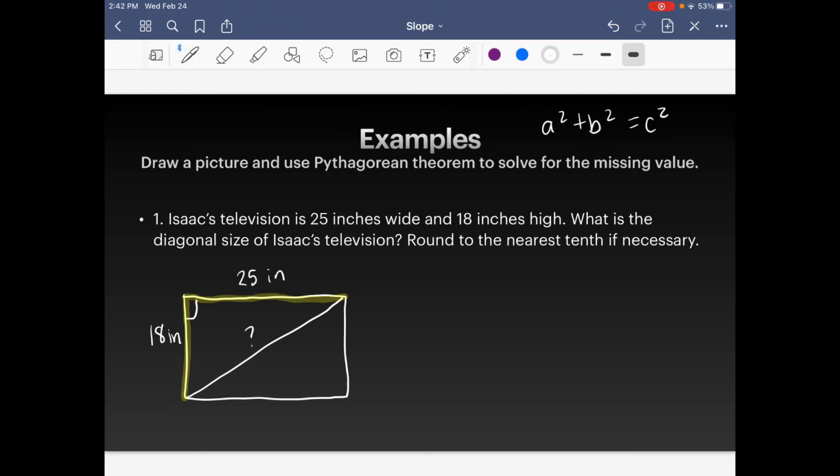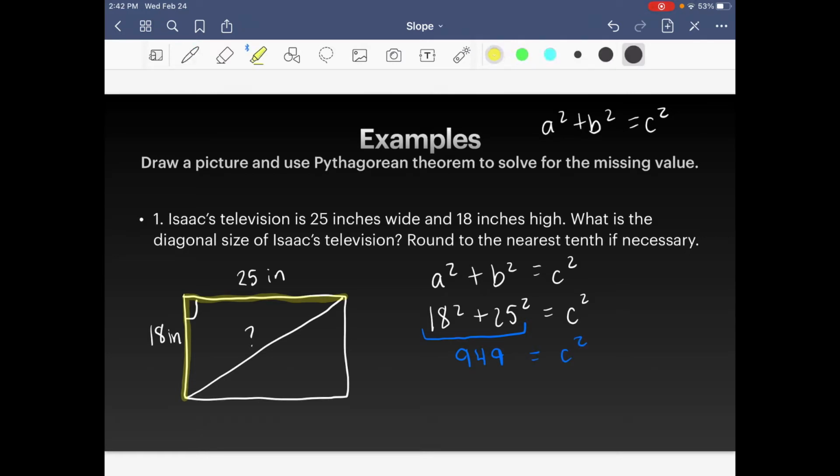So we're going to go ahead and start solving. The first thing I always do is write down my a squared plus b squared equals c squared so that I can plug things in correctly underneath. Since 18 and 25 are our legs, we're going to plug those in for a and b. And c is what we're going to be solving for. We need to plug 18 squared plus 25 squared into our calculator. And we get 949 equals c squared.